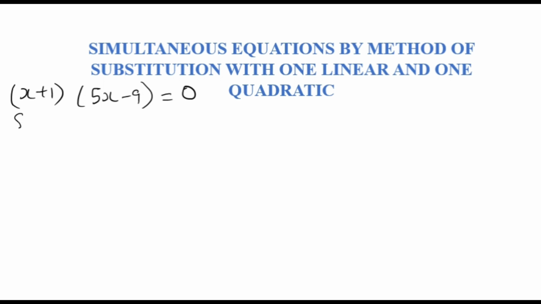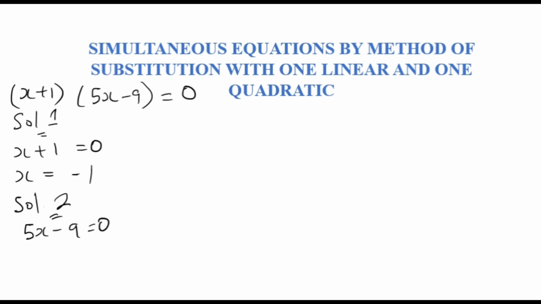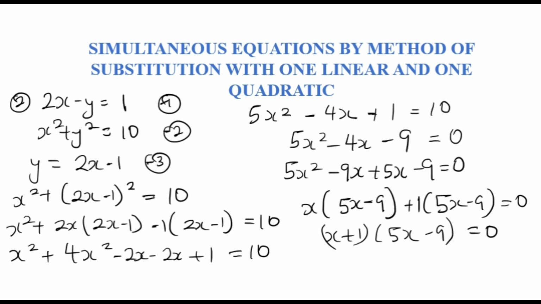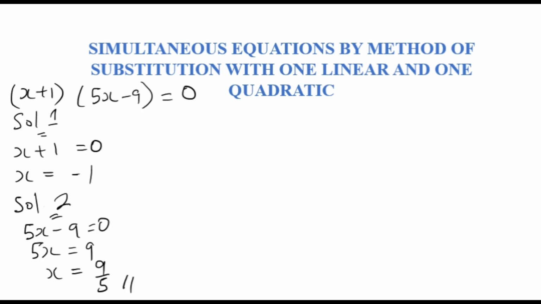Our first solution, solution 1, x plus 1 equals 0. We have x to be negative 1. Solution 2, we have 5x minus 9 equals 0. 5x equals 9. x equals 9 out of 5. And we already established that y is 2x minus 1. So let me write that at the corner here. y equals 2x minus 1.